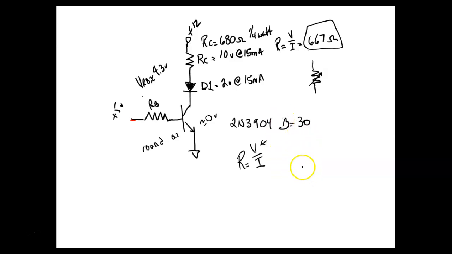Okay. So we know that this thing called beta is the current gain of the transistor. We know it's equal to what? IC divided by IB. So we know the beta, we know IC. Now I need to rearrange this equation and solve for IB. So this is a new equation.